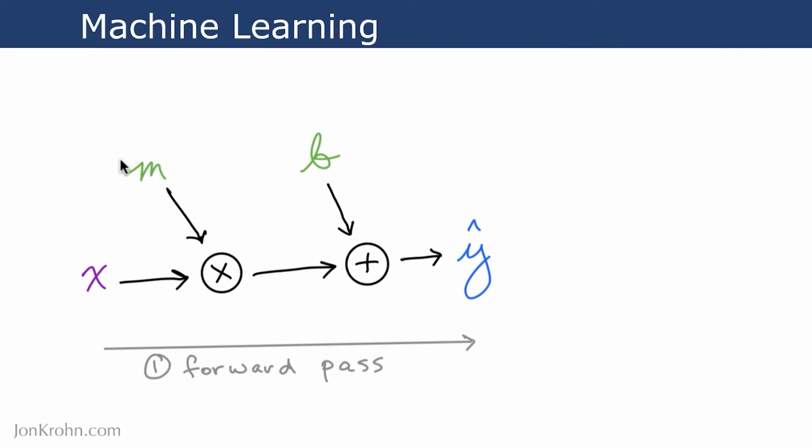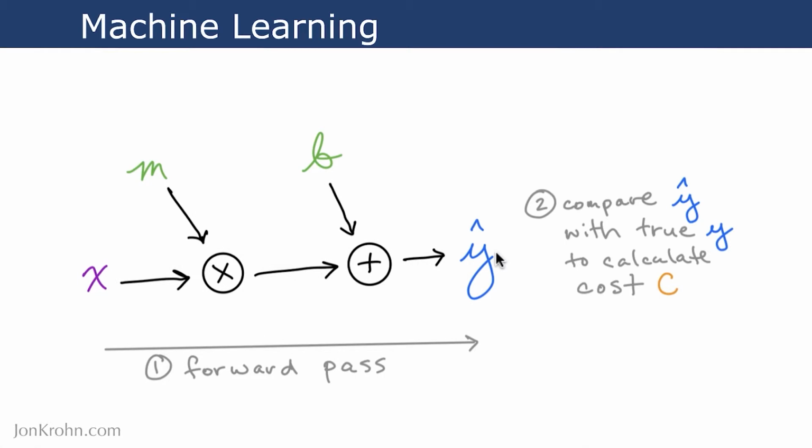Prior to doing any training on data, when we've just randomly initialized our regression model with random near zero values for the parameters m and b, this estimate of y hat is likely to be quite bad. So how bad exactly? Well, we figure that out in step 2. In step 2, we compare y hat, our estimate of what y is, with the true y that we know from our data, to quantify, to calculate what we call cost. This is also known as loss. I'm going to mostly call it cost here, and we're going to symbolize cost with the letter C.